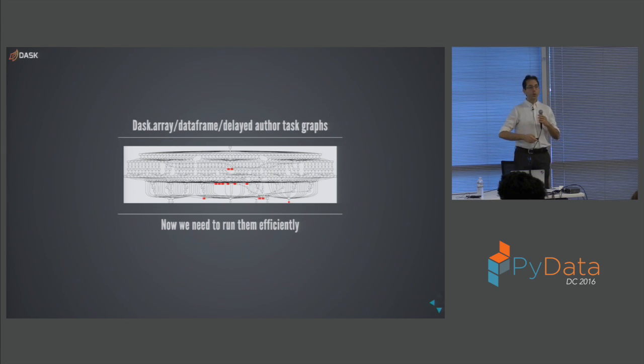So we use some mechanism to create some graph. That might be Dask data frame. That might be this sort of arbitrary computation stuff we were seeing before. And now our job is to execute that graph in parallel.